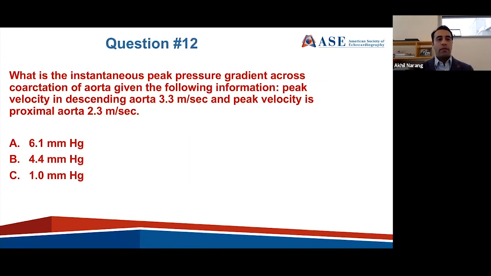And question number 12. What is the instantaneous peak pressure gradient across the coarctation of aorta, given the following information? Peak velocity of the descending aorta is 3.3 meters per second, and the peak velocity in the proximal aorta is 2.3 meters per second. Answer choice A, 6.1 millimeters of mercury, B, 4.4 millimeters of mercury, or C, 1.0 millimeters of mercury. The correct answer choice is A, 6.1 millimeters of mercury.